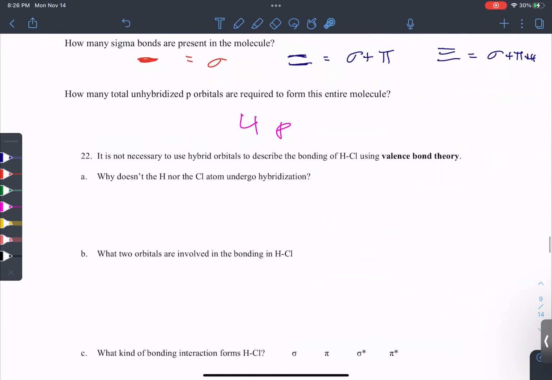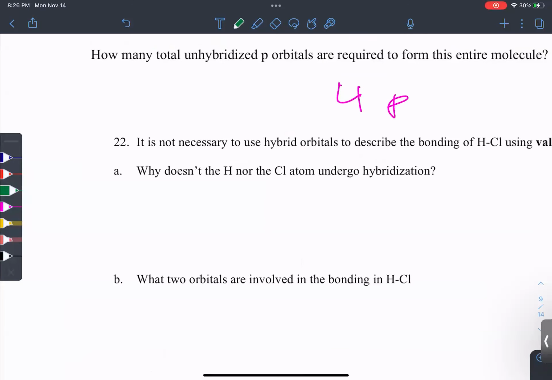All right, 22. So remember, valence bond theory considers what orbitals are overlapping to make these interactions. So 22, why is it not necessary to use hybrid orbitals to describe the bonding in HCl using valence bond theory? So how I think of this is draw the Lewis structure first, all right? So HCl looks something like this, okay?